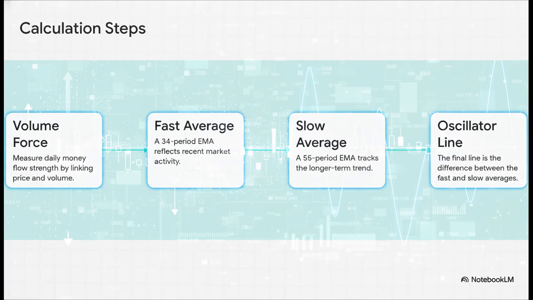Here's how it's built in 4 simple steps. First, the daily volume force is measured. Then, the indicator calculates 2 different exponential moving averages, or EMAs, of that force. Now, EMAs are really just a way of smoothing out data so you can see the underlying trend more clearly. A fast 34-period EMA reflects recent activity, while a slower 55-period EMA tracks the longer-term trend. The Klinger Oscillator line itself is simply the difference between these 2 averages.